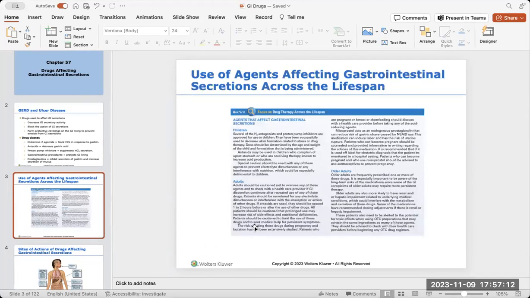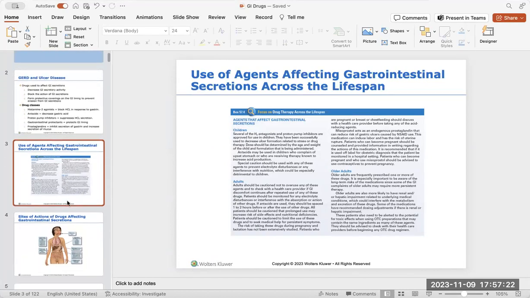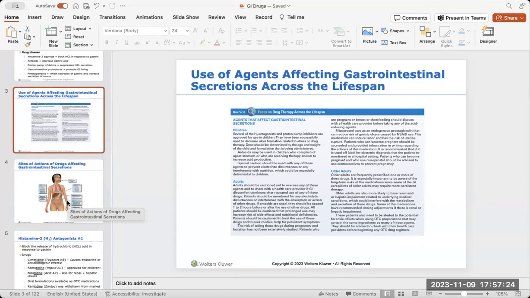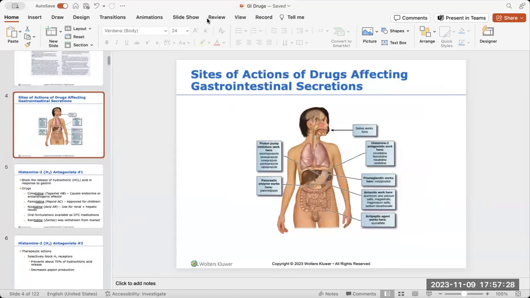And this is a summary of how different drugs are affected in the lifespan. I would read this over for yourself, which I'm not going to really get into right now because I want to get into the main parts. So this is just an image or an idea of where all of these different drugs work. So as I said, they're all working in the GI system. So always a potential adverse effect is GI problems.